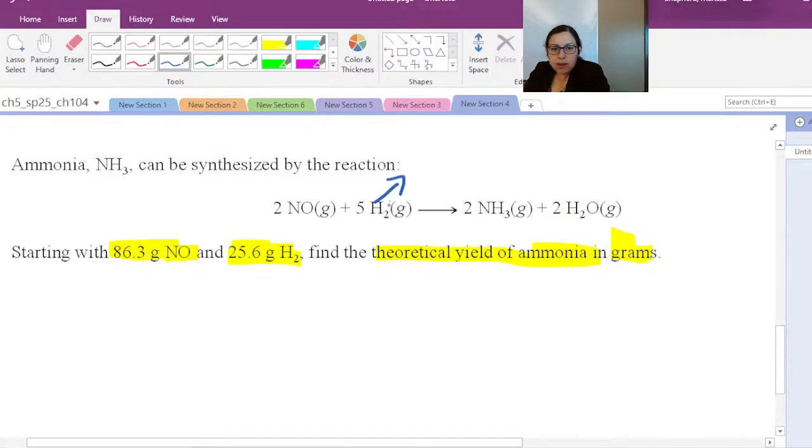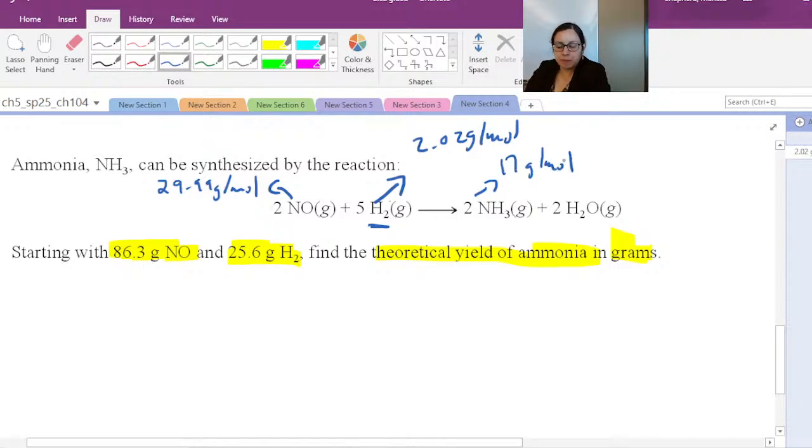What's the molecular weight of H2? About 2, or 2.02. Just don't forget that it's diatomic. And then what's the molecular weight of NO? 29.99 grams per mole. That sounds good. And then what's ammonia? 17 grams per mole.